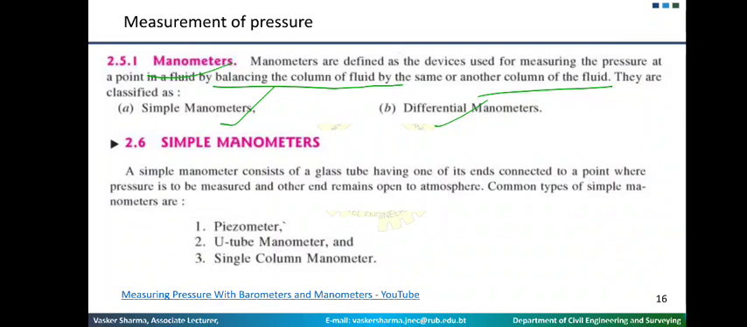In the case of simple manometers, we have the piezometer, U-tube manometer, and single column manometers. So let's see one by one what these piezometer, U-tube manometer, and single column manometers are.